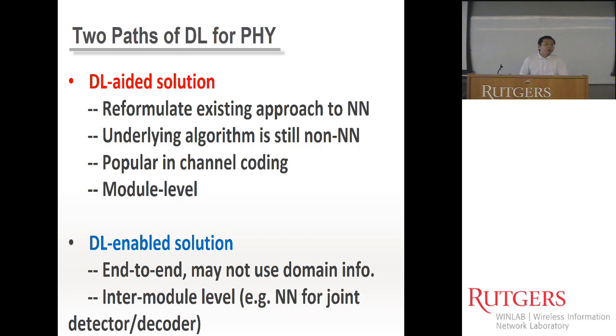But the key difference from the traditional method is that here we reformulate the existing approach into the format of a neural network. That means in some cases we can view those traditional baseband processing algorithms as a special case of the neural network. In that scenario, we can utilize techniques from neural network theory to help improve the performance. A very typical example is channel coding, and I will introduce that later. Typically such a solution is module-level, because it targets each individual module, like the decoder or the detector and so on.